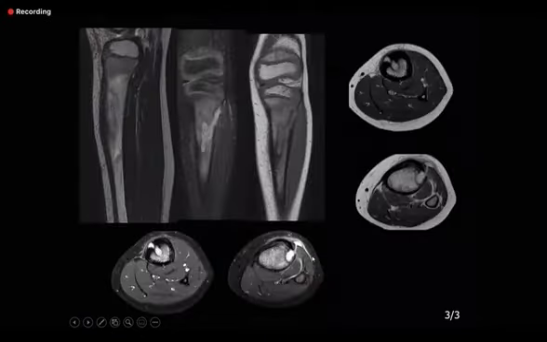So, of course, on MR, it was a slam dunk. It was absolutely clear. So this is cortical tunneling. Thank you very much.